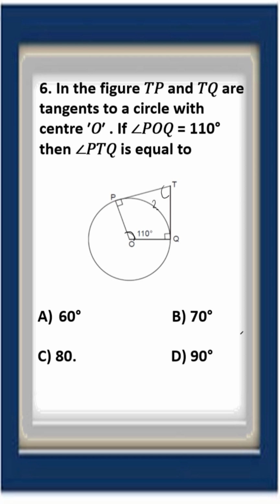We know that these two angles, means angle between the tangents and angle between the radii, are supplementary. Means sum of these two is 180 degree. So 180 minus 110. What is it? 70 degree. So option B is correct.